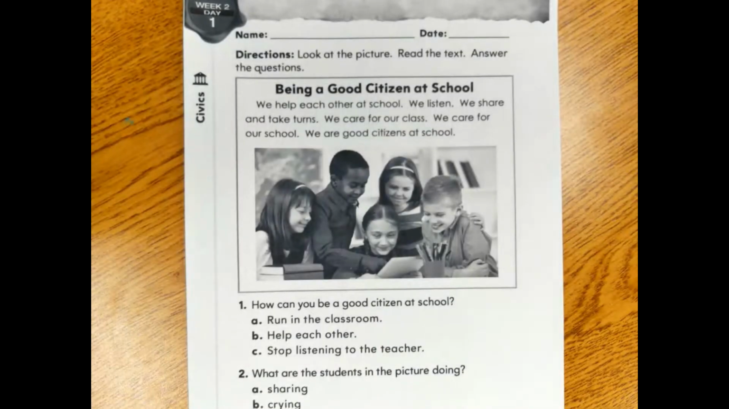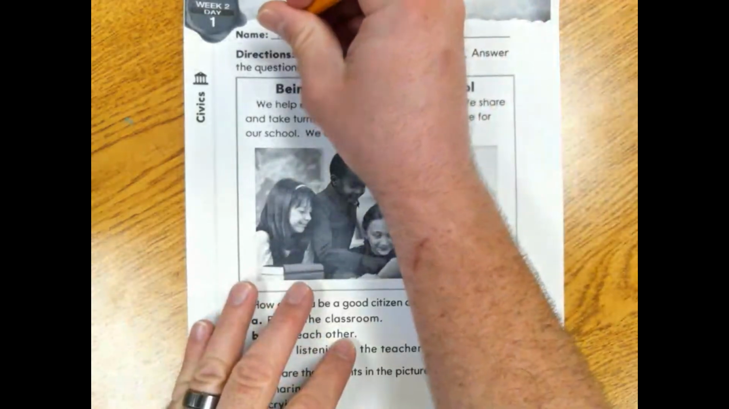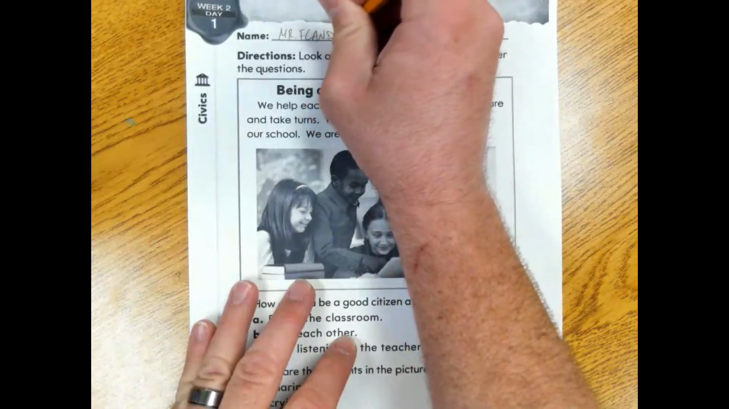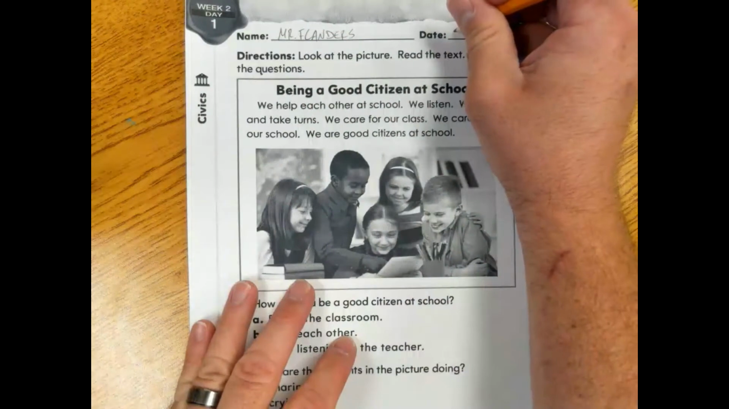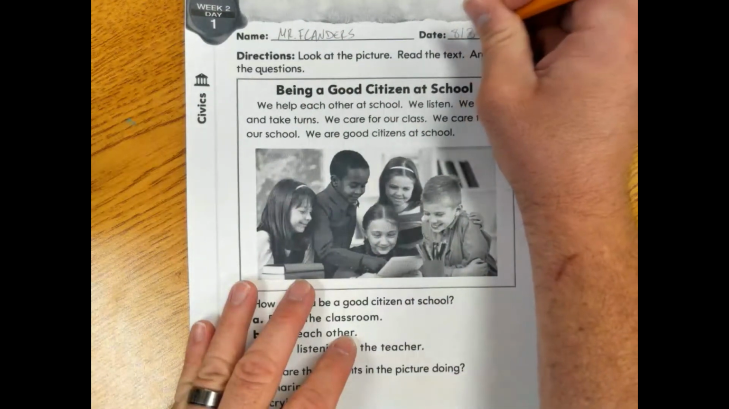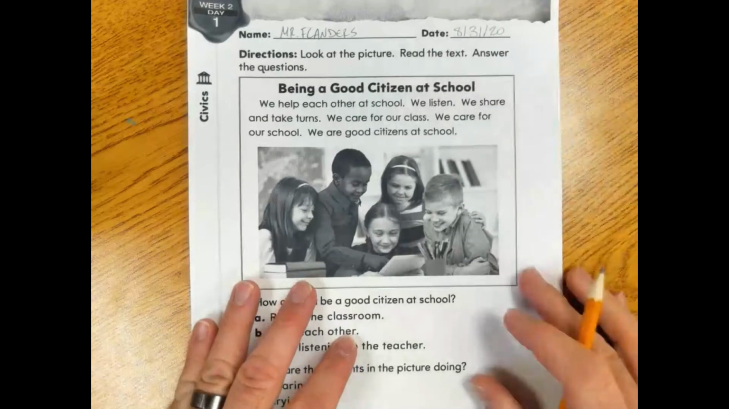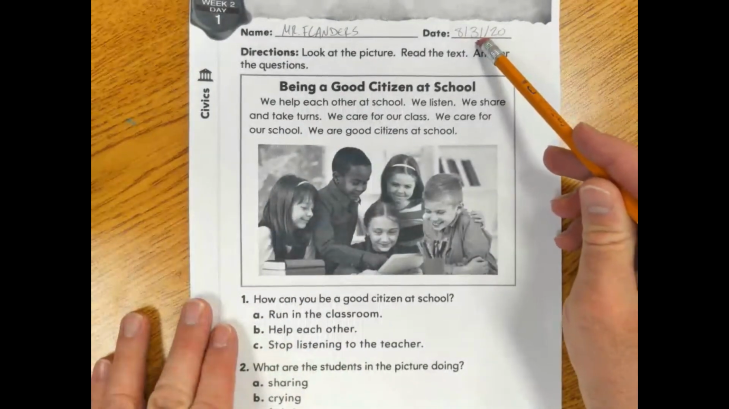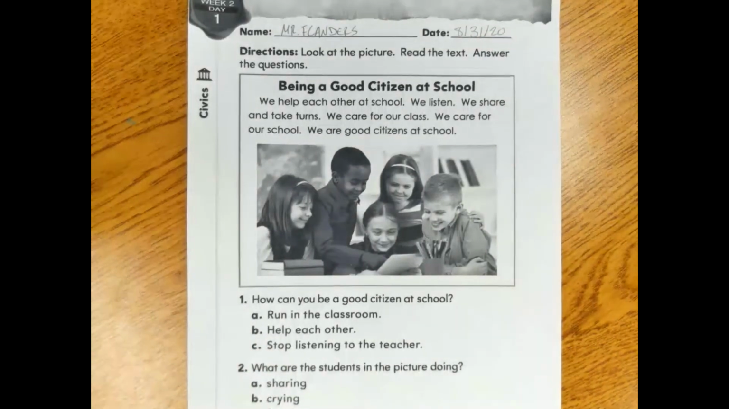Alright, ladies and gentlemen, we just saw a couple of examples on how to be a good citizen and student slash not so good student and citizen at school. So before we really delve into it though, please go ahead and join me in writing your name at the top of your paper. Mr. Flanders. And the date is 8/31/20. We just wrote the date using digits. The 8 means August, the 31 means the day, the 20 means the year.